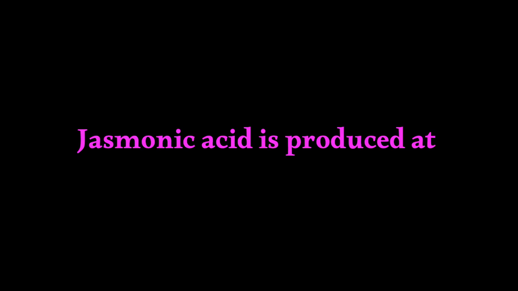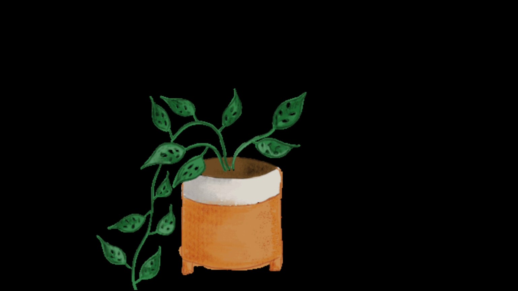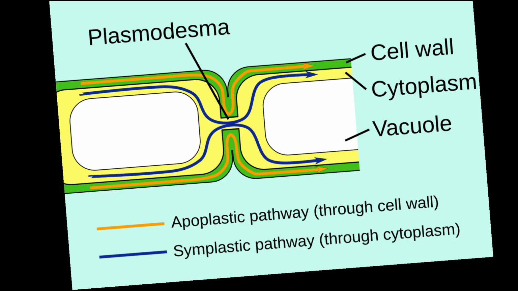So first, what happens in the local transport? The jasmonic acid is produced at the site of the stress and damage. Where there is some sort of stress or damage, there the jasmonic acid is produced, for example in leaves under herbivory. It may diffuse to the neighboring cells through cell wall space or through plasmodesmata. What is this cell wall space? It is the apoplast, and through plasmodesmata means by the symplast.